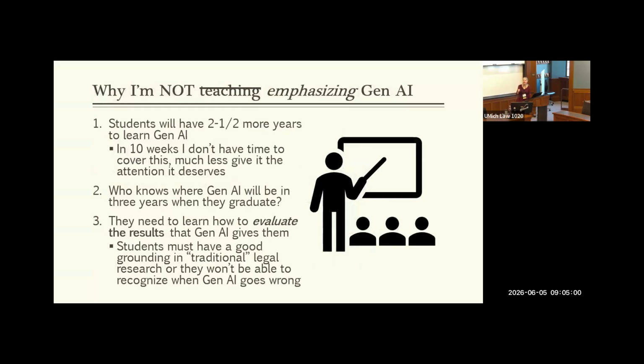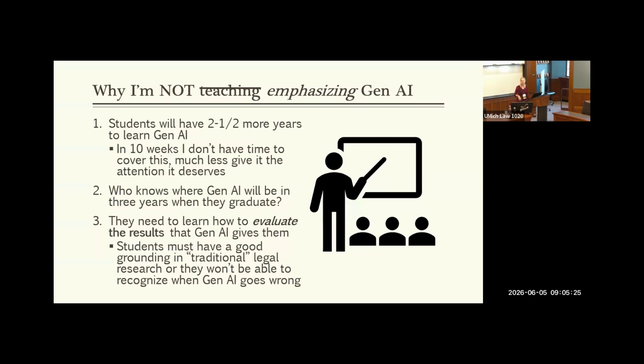I would really prefer not to teach Gen AI at all in the first 10 weeks of law school because you don't know what you're looking at. They have 2.5 more years to learn Gen AI. And in 10 weeks, I have a lot to cover, and I don't have time to teach a lot of detail about Gen AI and how it works and how to evaluate it. Who knows where it will be 3 years from now?